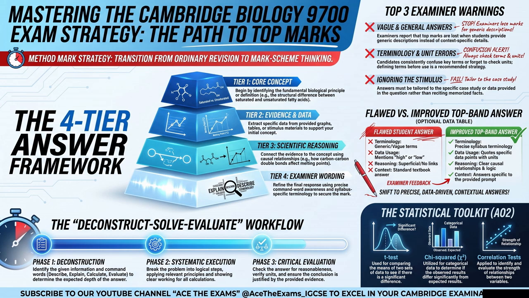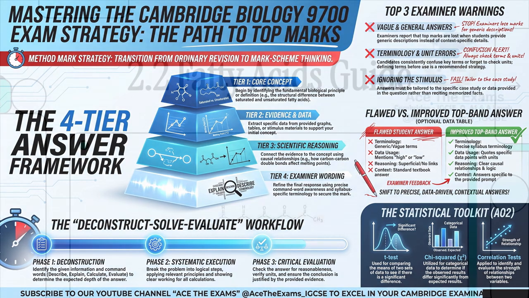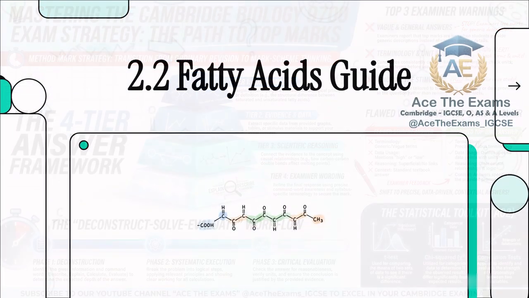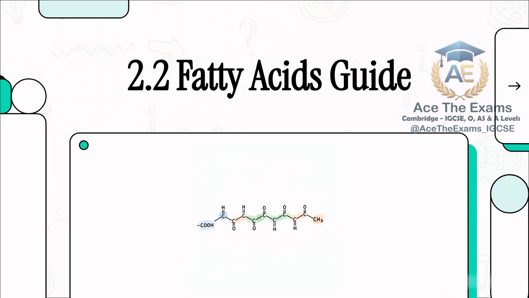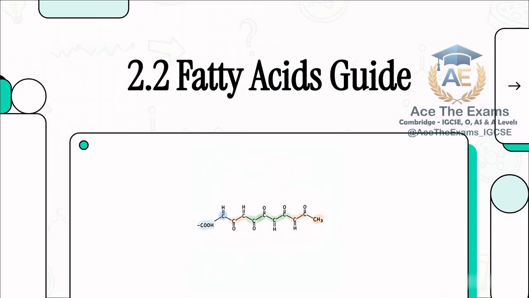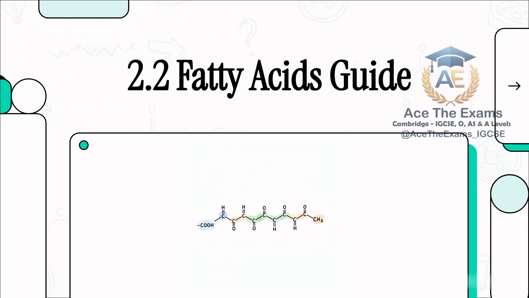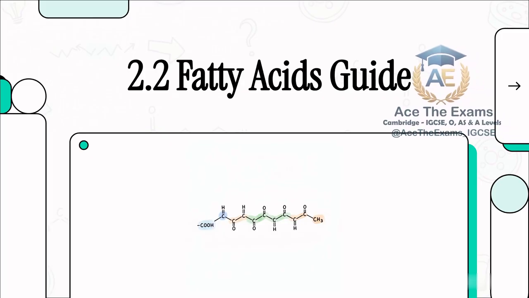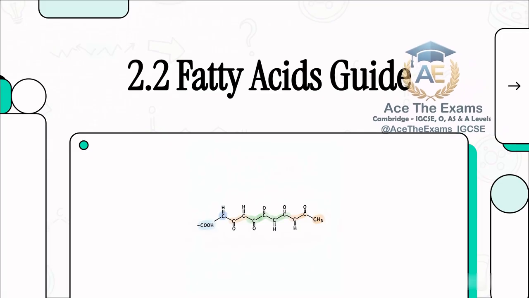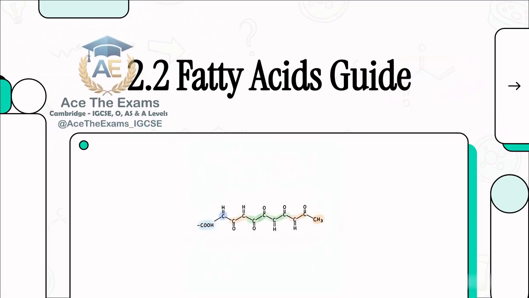Welcome to this explainer. Today, we're skipping all the fluff and diving straight into the hidden errors that are literally costing you top band grades in Cambridge Biology 9700. If you've been banging your head against a wall trying to secure those elusive final marks in topic 2.2, saturated and unsaturated fatty acids, well, you are in the exact right place.